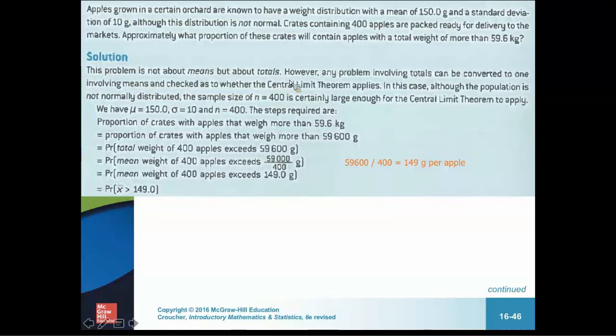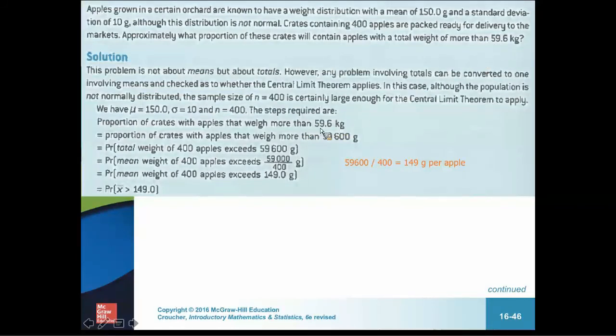So we're going to do a little bit of calculation before we can really solve it. What he's suggesting is our sample size of 400 is definitely large enough for us to apply the central limit theorem. So we've just got to convert, if you like, these crate weights to an average weight per apple. So that's what he's doing here.